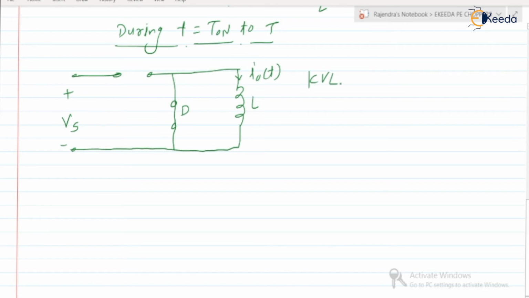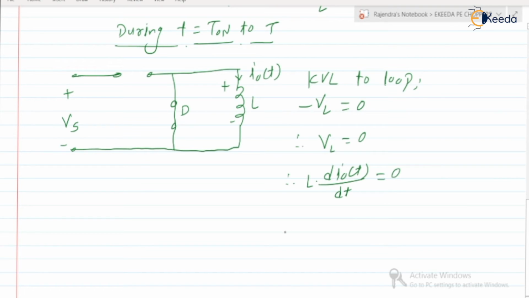Now for this circuit, can we apply KVL to the loop? This is during the off time. So KVL to the loop, suppose this is plus minus, gives minus VL is equal to 0. Therefore VL is equal to 0. What is VL? L into di0 of t divided by dt is equal to 0. So from this di0 of t is 0 into dt by L, that is nothing but 0.